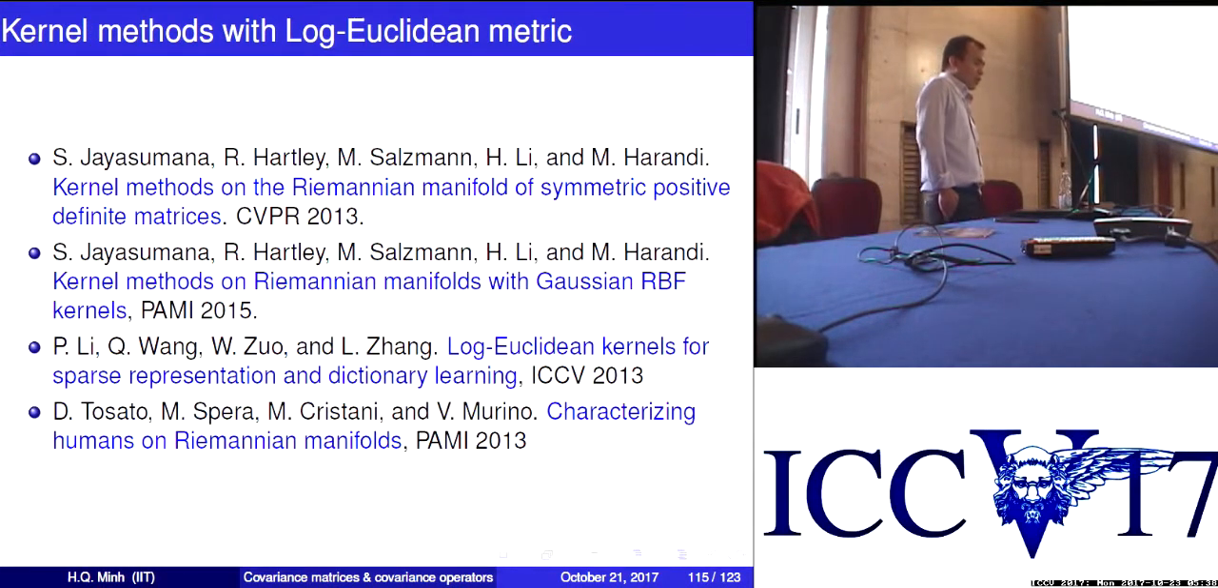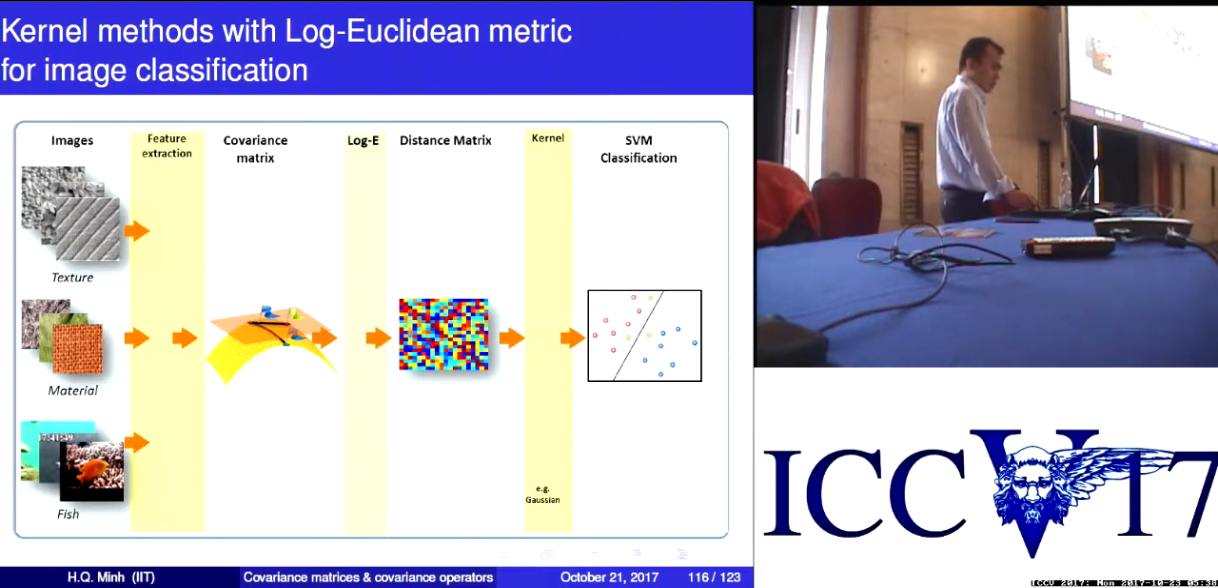So I'm just listing some of the work here that has employed the kernel methods with the log Euclidean metric. This is actually the schematic diagram of this method for image classification.